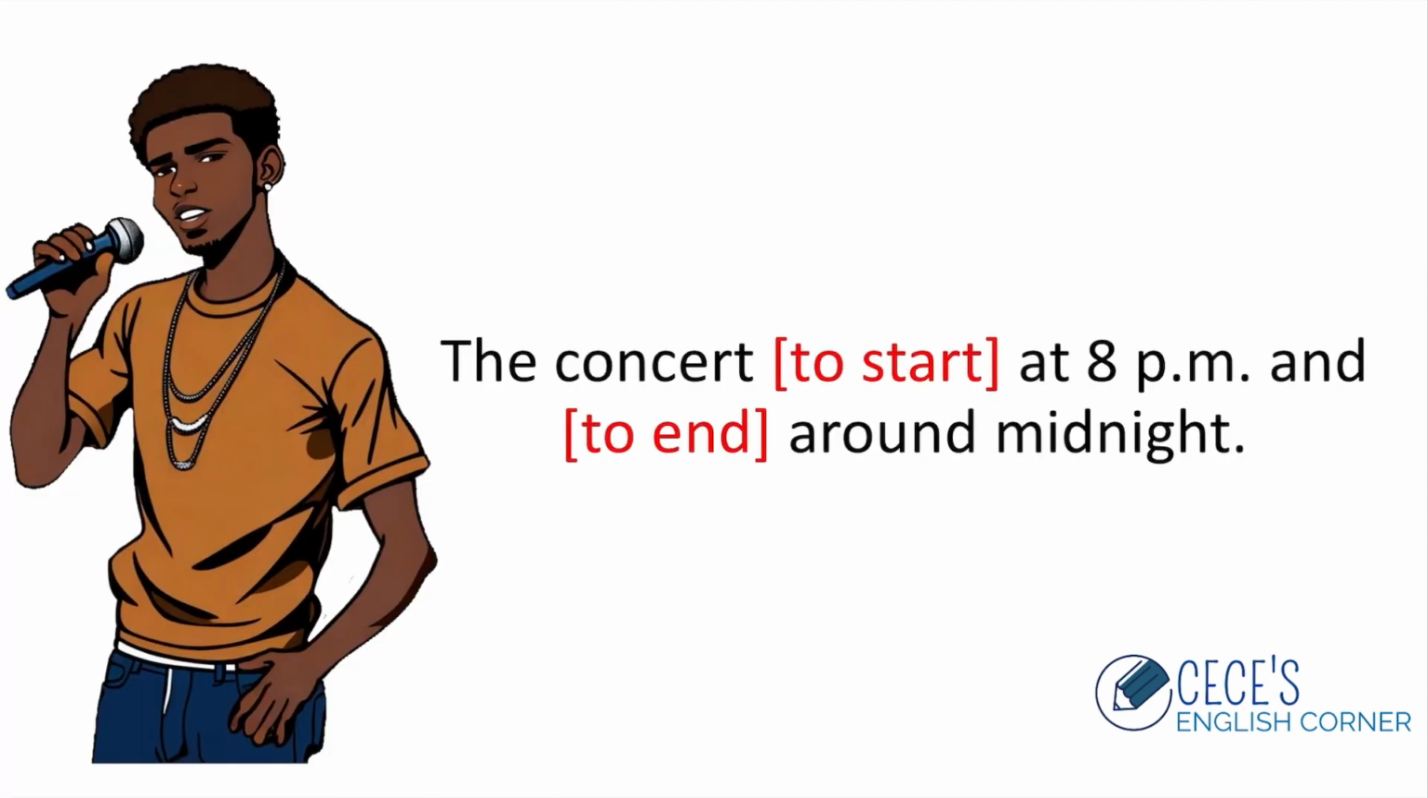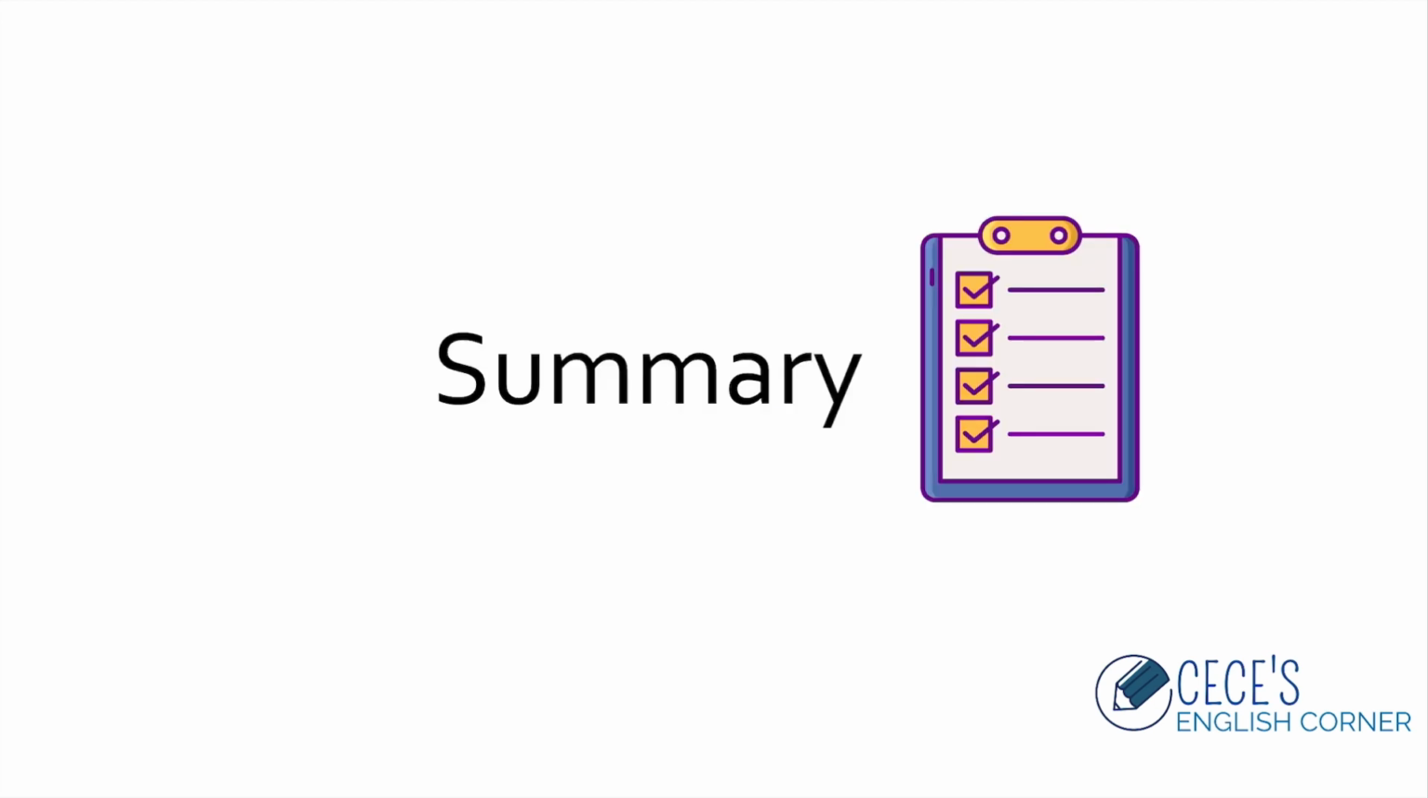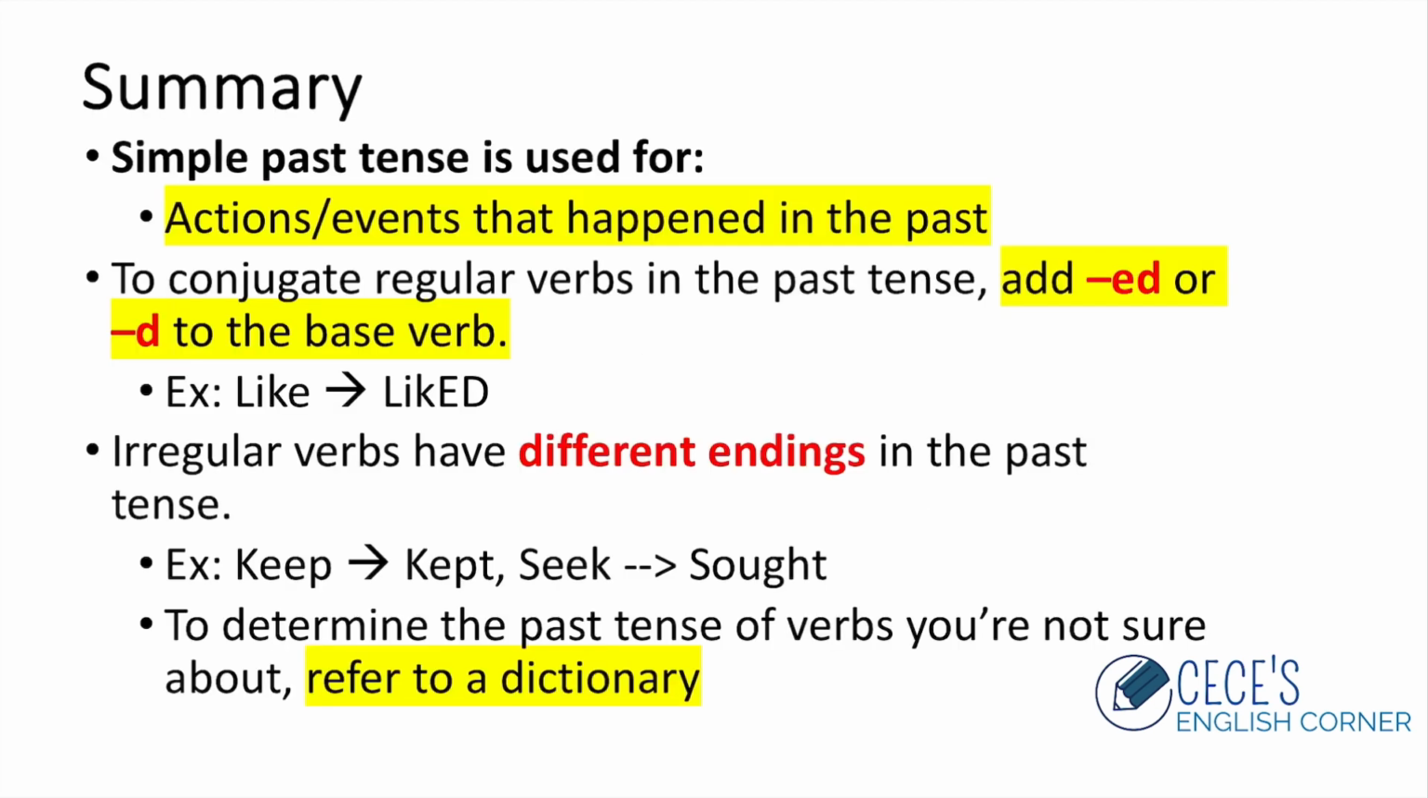Next question. The concert to start at 8 p.m. and to end around midnight. Both start and end are regular verbs, so we can add ed to the end of each verb. The sentence should be, the concert started at 8 p.m. and ended around midnight. So in this lesson, we talked about the simple past tense. Here is a summary. You can download it as a PDF.